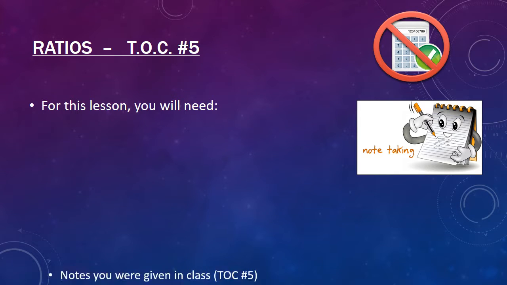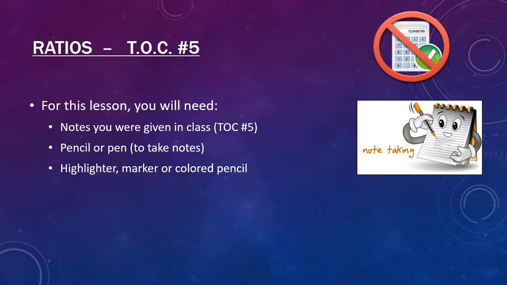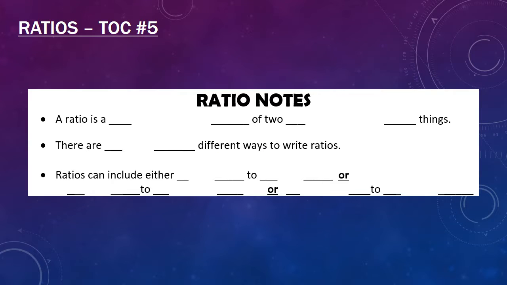For this lesson, of course, you'll always need the notes you were given in class, TOC number 5. You need a pen or pencil to take notes, and a highlighter, marker, or colored pencil to highlight keywords. This lesson is part of the non-calculator section, which means please put away your calculators. All right, let's get started on the notes.